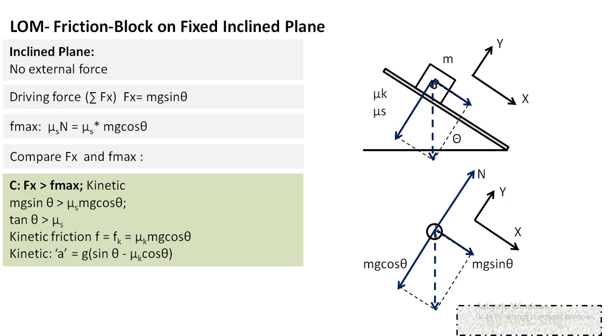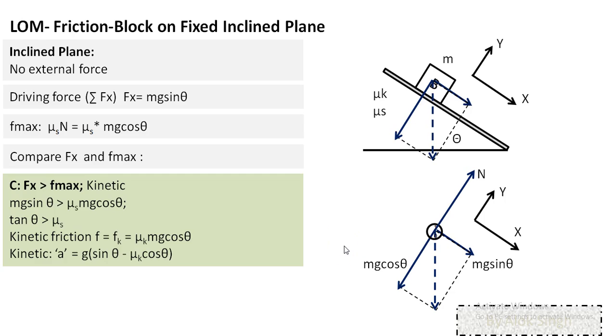Third possible state: when the driving force is greater than the maximum frictional force, it is the kinetic state. Mg sin theta is greater than mu s times mg cos theta, or tan theta is greater than the coefficient of static friction. So the angle is large enough that the driving force is greater than the maximum friction force and the block will move.